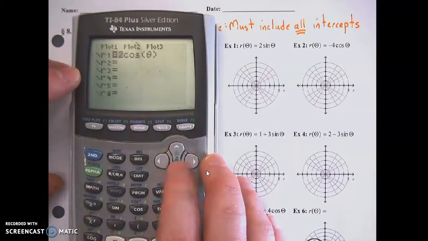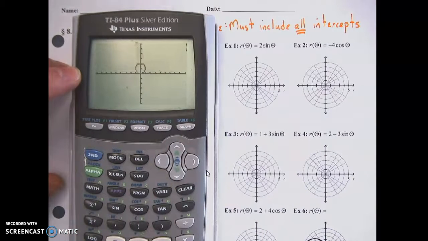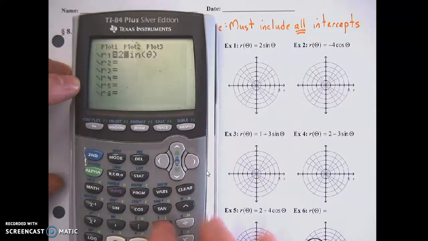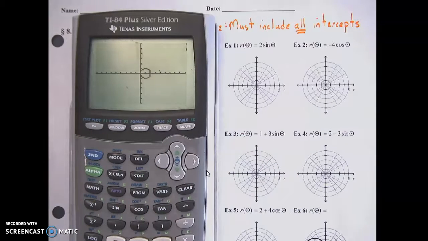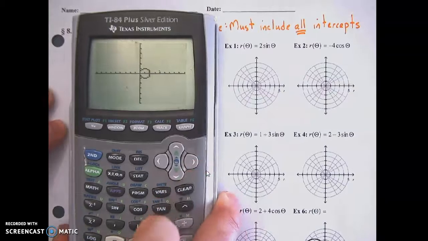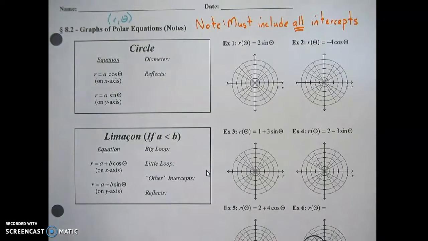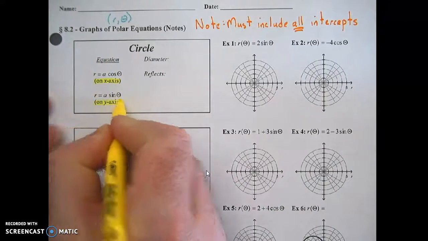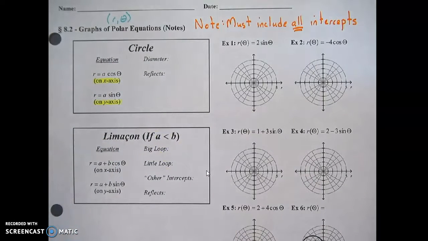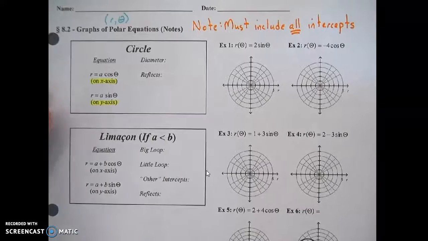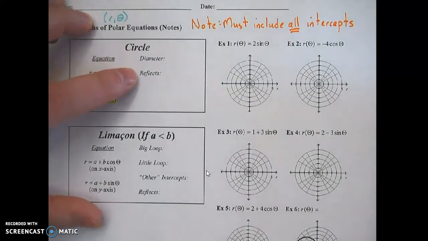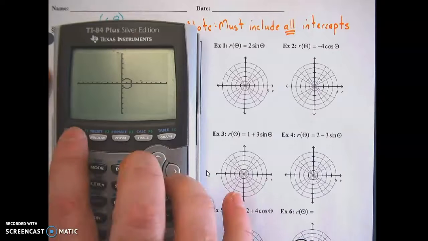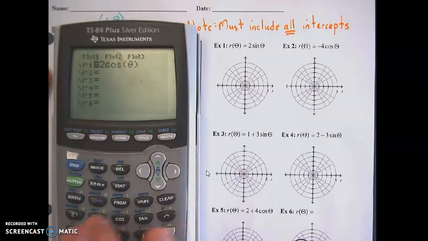So when we're in sine, same picture, but it's on the y-axis. When we change that to cosine, it jumps to the x-axis, which makes sense, right? When we think back to our trig days, cosine and x were the same, and then sine and y were the same when it came to evaluating triangles in the unit circle. Now let's talk about some of the characteristics of the diameter and the reflection of our graph. So let's see what happens. I'm going to turn this back into sine so it's on the y-axis.